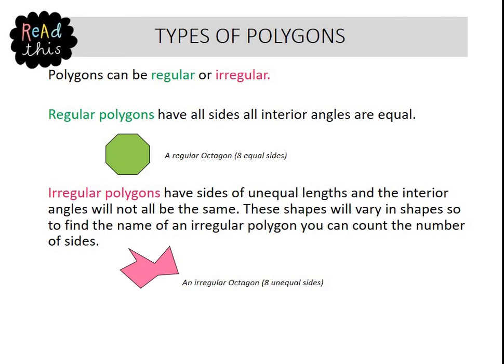There are two types of polygons. Regular polygons have all sides the same size, and the interior angles will be equal. This green shape here is a regular octagon. It has 8 equal sides and 8 equal interior angles. The pink shape is an irregular polygon. It also has 8 sides, but because they are unequal, this is an irregular octagon. All the interior angles will be different sizes. To be able to know the name of a shape, you need to count the edges.